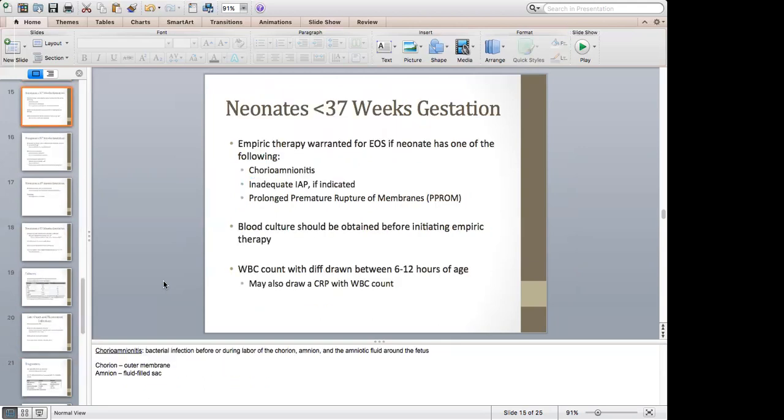Okay, so the first thing we're going to talk about is neonates less than 37 weeks gestation. Empiric therapy is warranted if the neonate has one or more of the following: chorioamnionitis, inadequate IAP in the mother if it was indicated, and prolonged premature rupture of membranes. A blood culture should be obtained before initiating empiric therapy, and a white blood cell count with differential should be drawn between 6 to 12 hours of age.